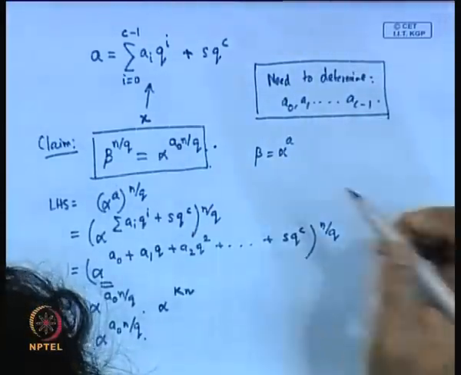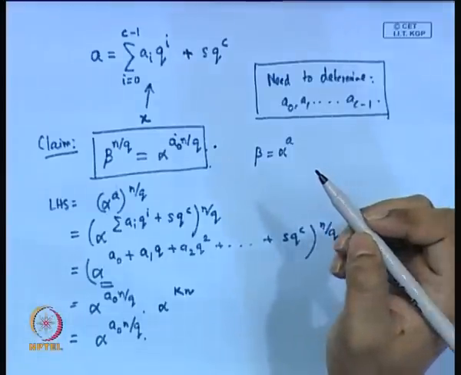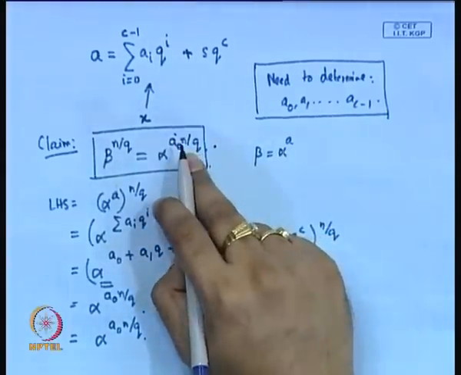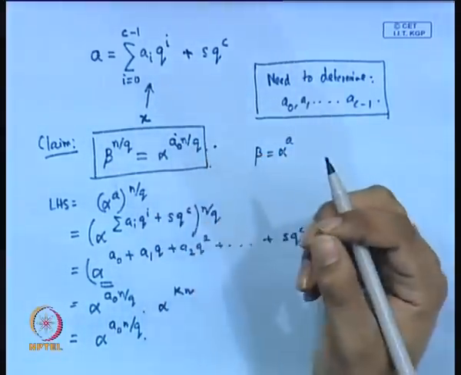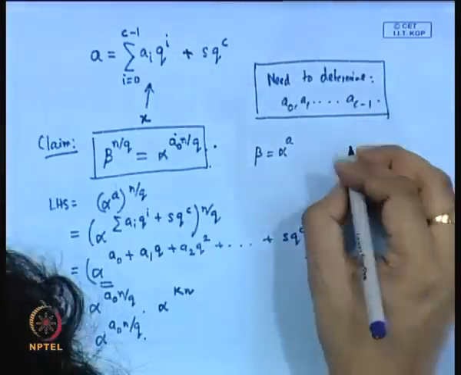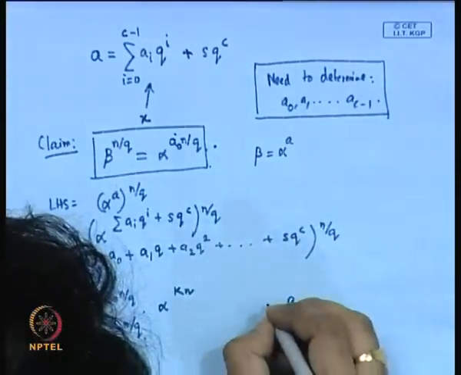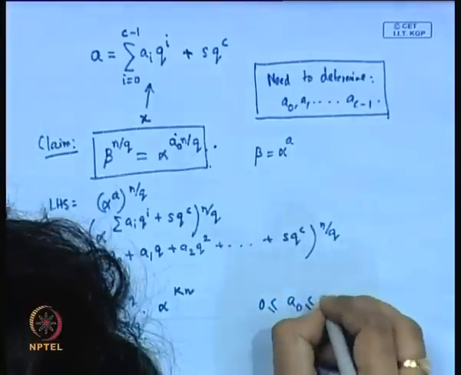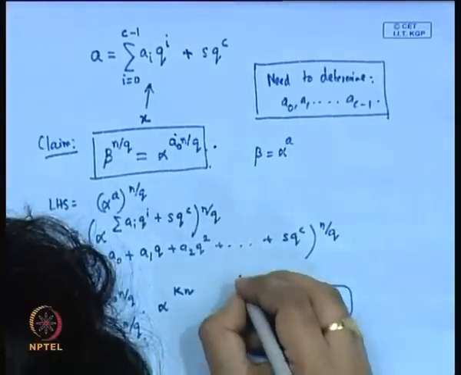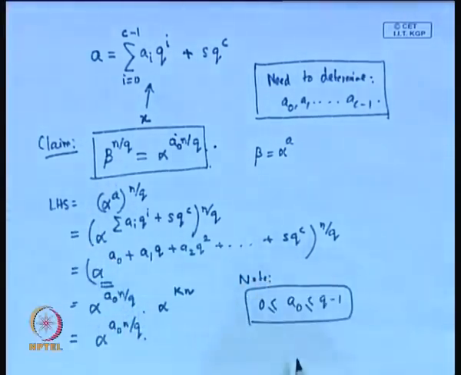So if you would like to compute the value of a0, what will you do? You also note one thing, that the value of a0 lies between 0 and q minus 1. So what will you do? In the worst case, in a very naive way, you will try all these q values and check for which guess alpha to the power of n by q, raised to the power of that guess, is equal to beta power of n by q.